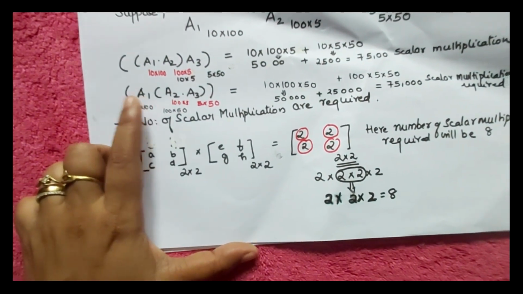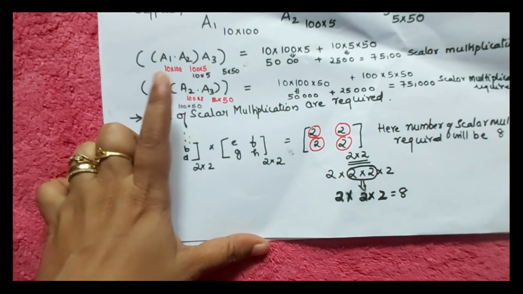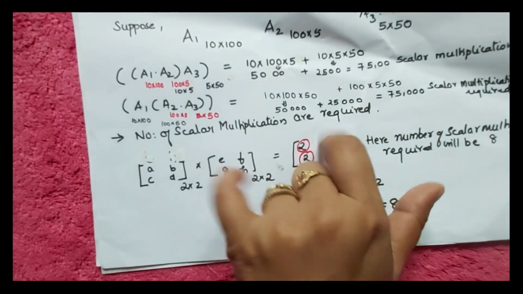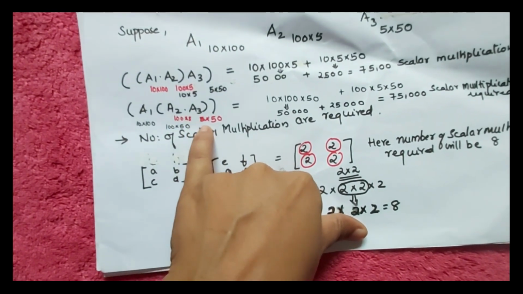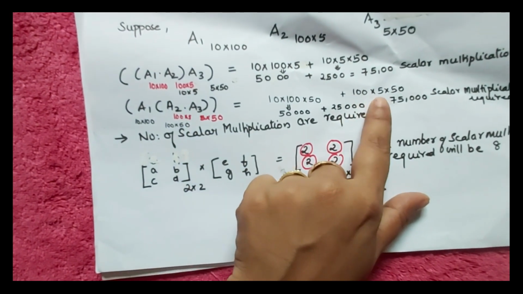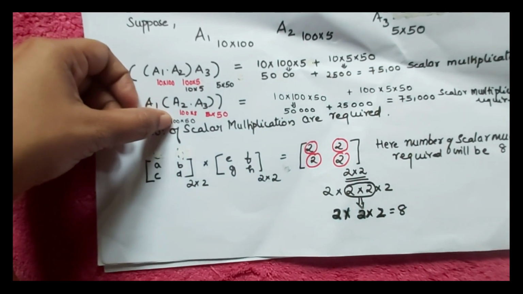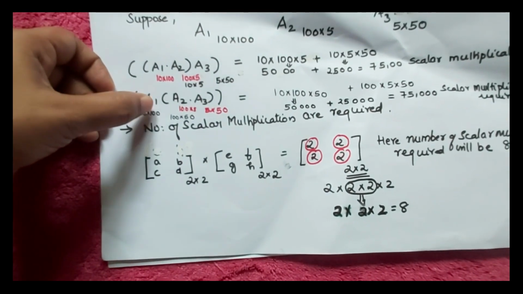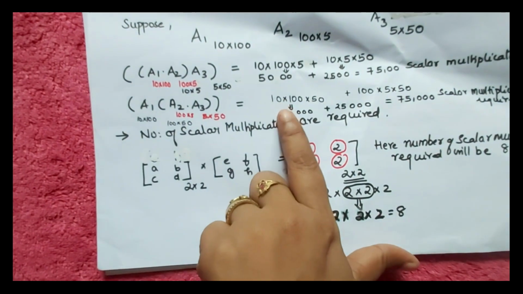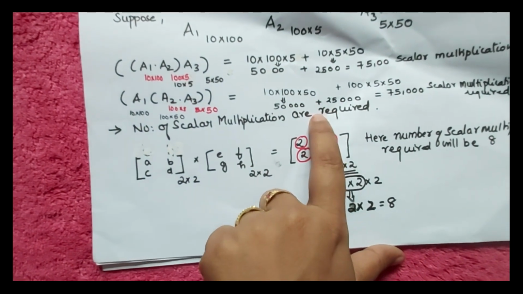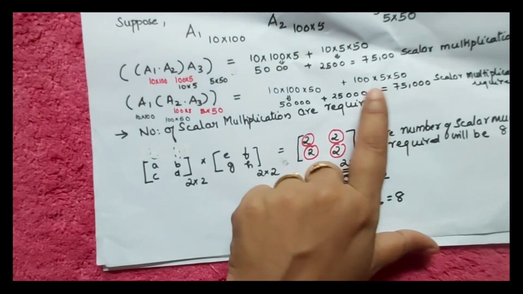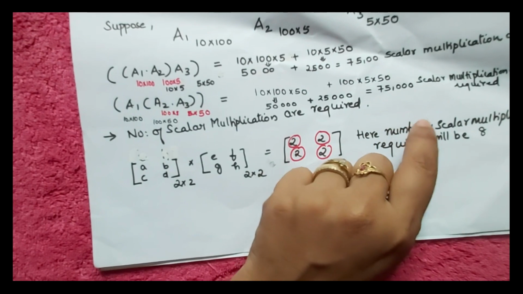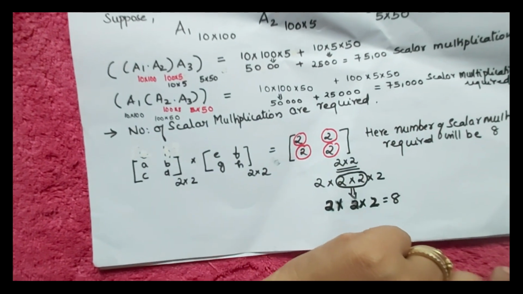And what about A1 alone, with A2 and A3 together? Let us write this side first. A2 is 100 into 5 and A3 is 5 into 50, together 100 into 5 into 50, which is 25,000. So the resulting order will be 100 into 50. Here A1's order is 10 into 100, so we write 10 into 100 into 50, which is 50,000. Adding the two, the answer will be 75,000. So 75,000 scalar multiplications are required.